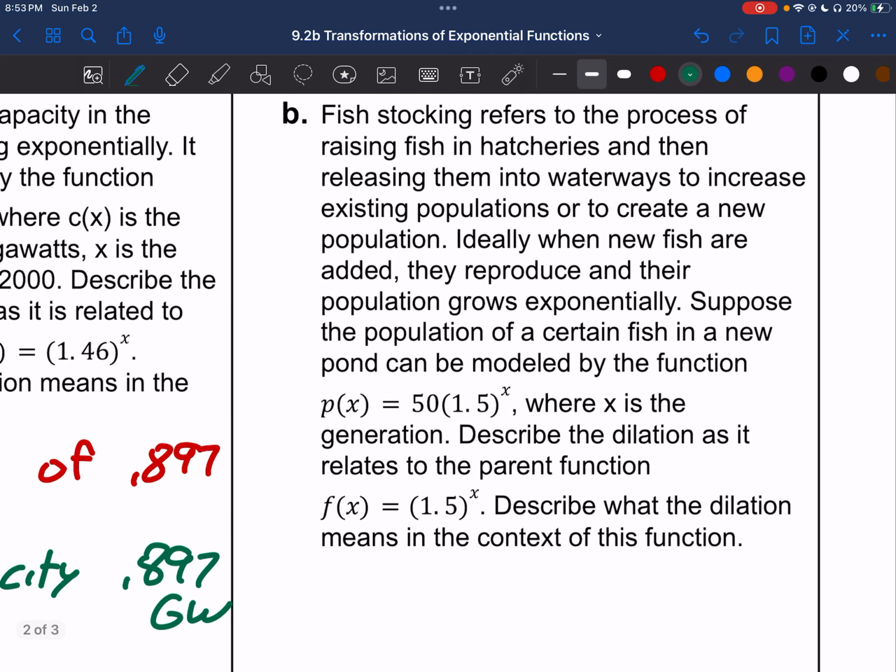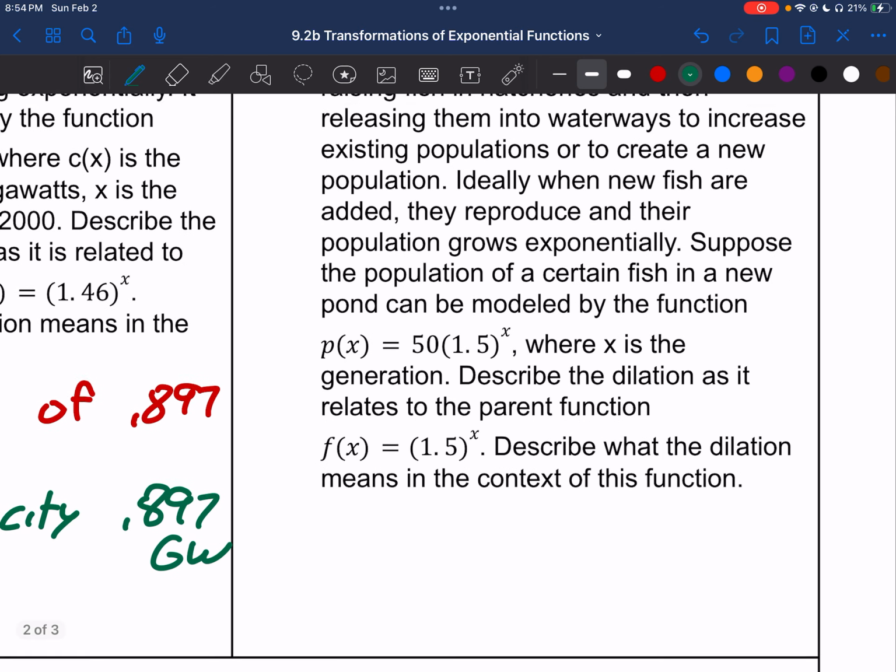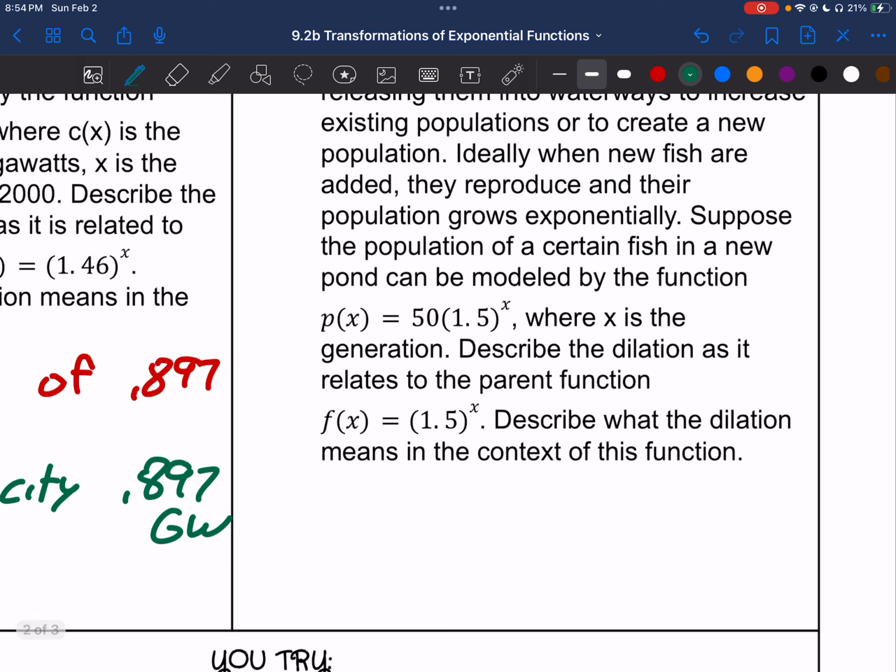All right, letter B. Fish stocking refers to the process of raising fish in hatcheries and then releasing them into waterways to increase existing populations or to create a new population. Ideally, when new fish are added, they reproduce and their population grows exponentially. Suppose the population of a certain fish in a new pond can be modeled by the function p of x is equal to 50 times 1.5 to the x power, where x is the generation. Describe the dilation as it relates to the parent function f of x equals 1.5 to the x power. Describe what the dilation means in the context of this function.